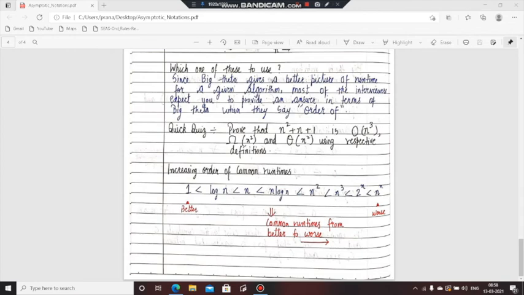Now, this is a very important part. This gives you the increasing order of common runtimes. If we go left to right, then we are going from better to worse. So the constant runtime of an algorithm is the best. Then comes log n, then n, n log n, n square, n cube, 2 to the power n. The worst case is exponential. This is the worst case.